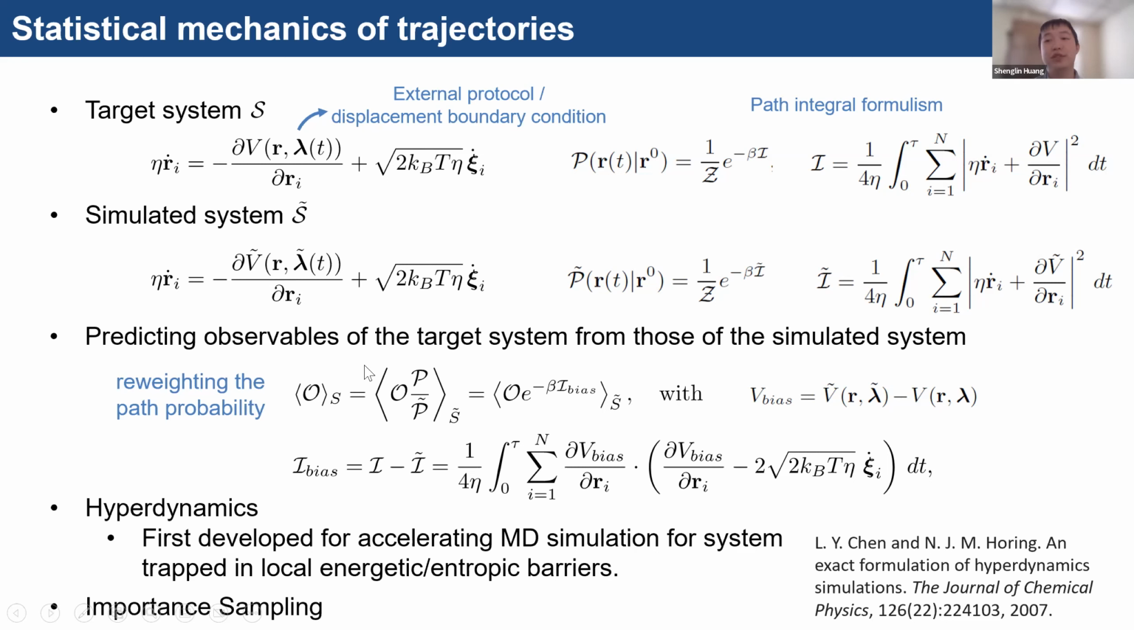And in a more generalized understanding, in statistics language, this is actually the importance sampling strategy, just reweighting the system's probability from one path integral probability to another path integral path probability.